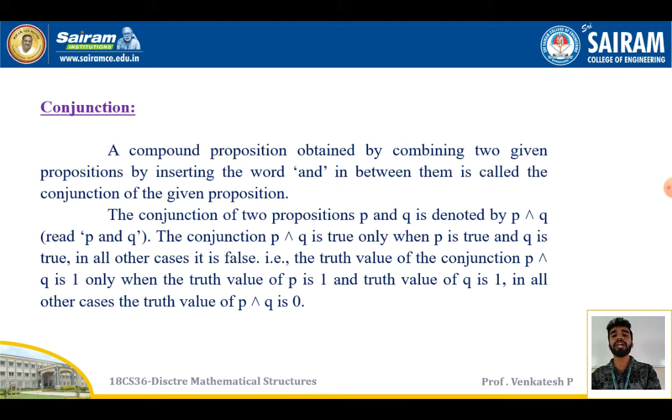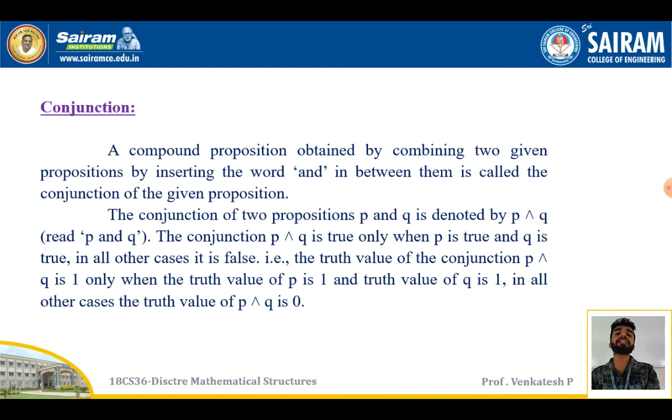Next one is conjunction. A compound proposition obtained by combining two given propositions by inserting the word and in between them will be called the conjunction of the given propositions. For example, I am going to consider two propositions P and Q. I insert the word and in between P and Q. The conjunction of two propositions P and Q is denoted by the symbol and read as P and Q.